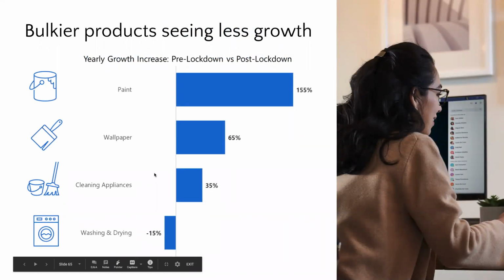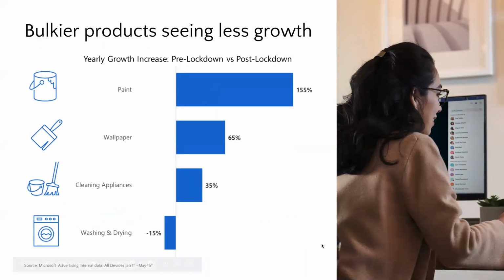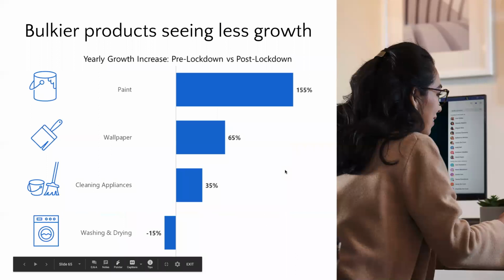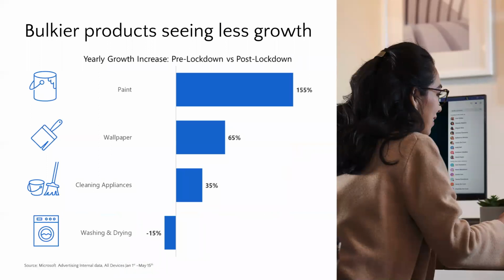But in terms of year-on-year growth, paint was the big one. Again, we did see less growth in bulkier products, and I think that was predominantly due to supply chain challenges in the marketplace. The interest was there, but people knew they couldn't get it because it was out. There's a lot of news and media coverage of supply chain issues, and that was reflected in search.